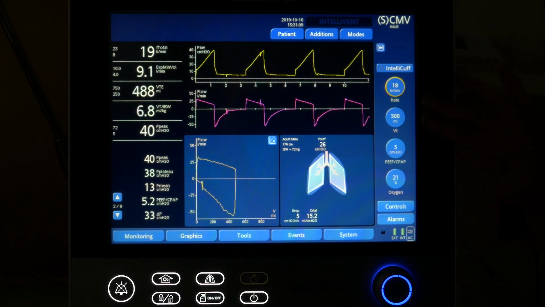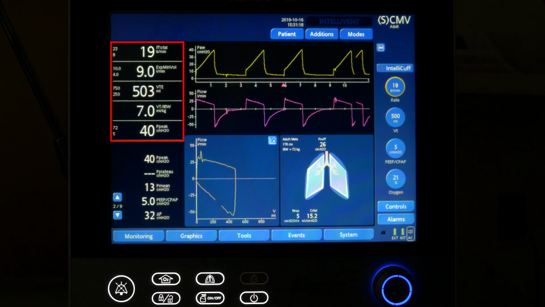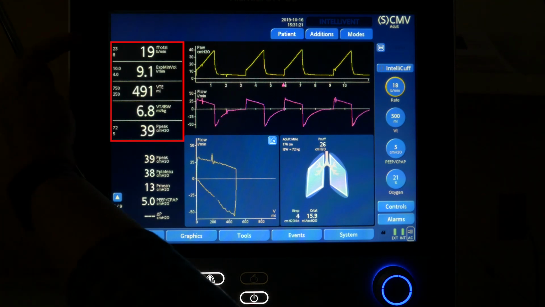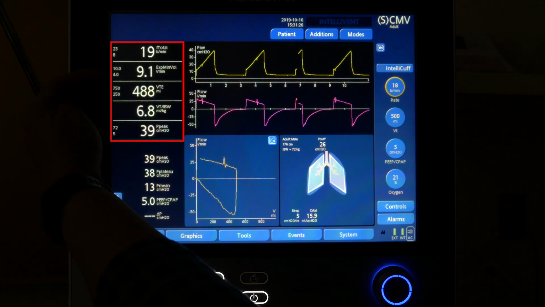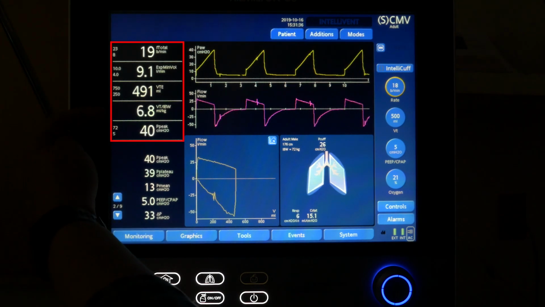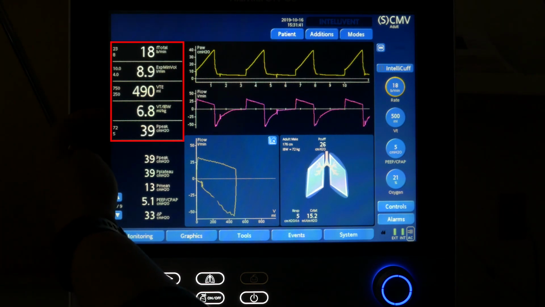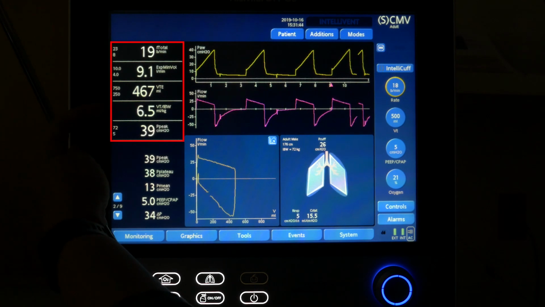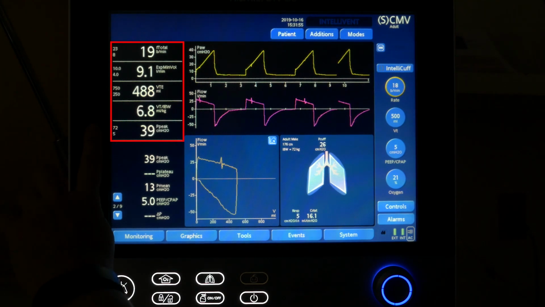The rest of the screen is dedicated to what we're reading out from the vent. If you go to the left side of the screen, you can see that we're reading out the total respiratory rate of 19. The exhaled minute ventilation, or minute volume, is 9.1 liters per minute. Got an exhaled tidal volume of 490. You have this patient getting 6.8 mils per kilogram of ideal or predicted body weight. This is important as we go forward in trying to promote using lower tidal volume ventilation for our patients, lung protective strategies. And then you have the peak airway pressure.